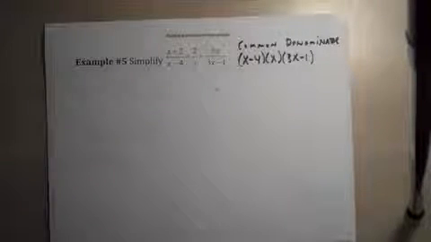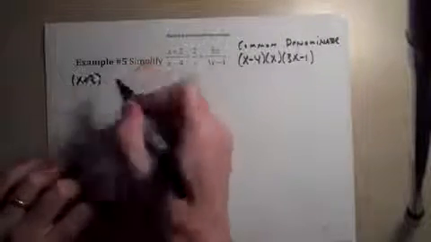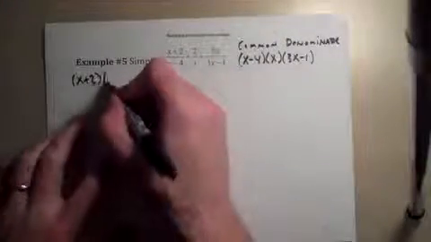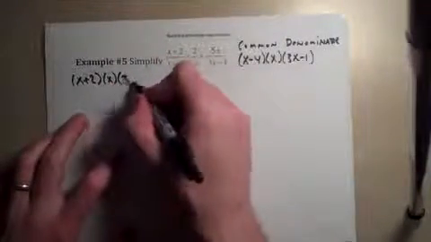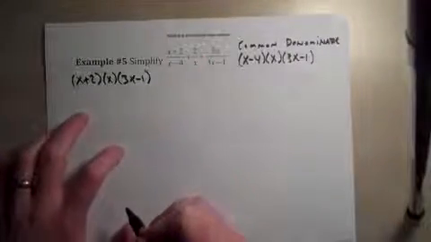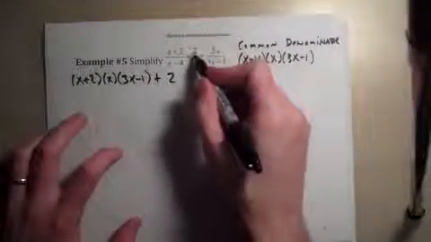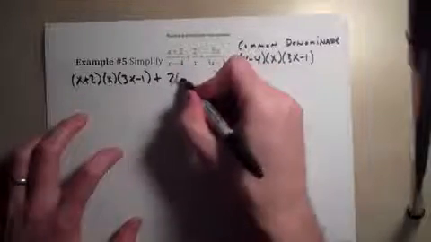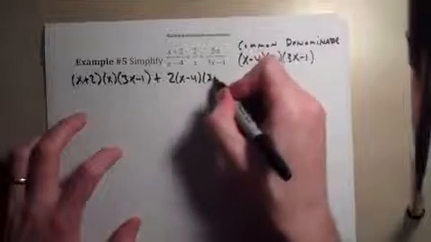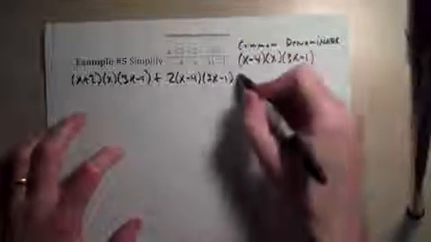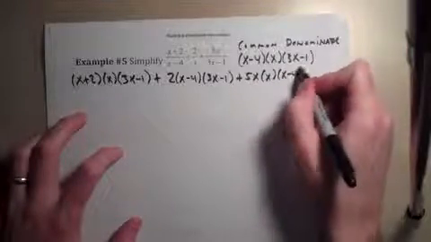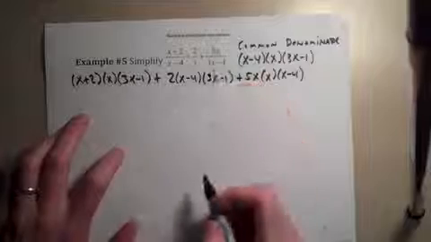Let's see. So the x plus 2 term has an x minus 4, but it's lacking these 2 terms. So there's my first term. Now this 2 has an x. It's lacking these 2 terms that are flanking it. And then finally, now this whole string here can be expanded.